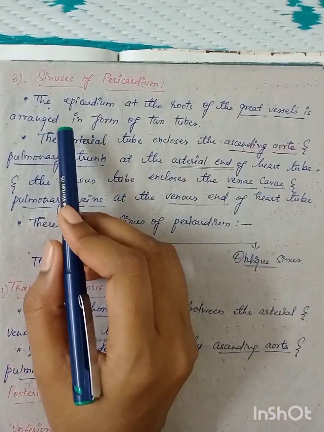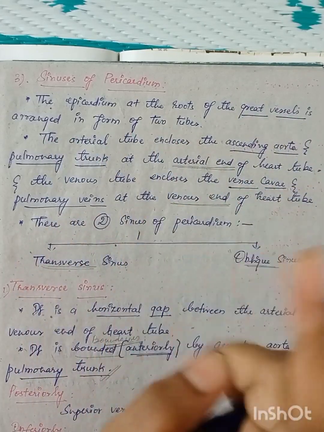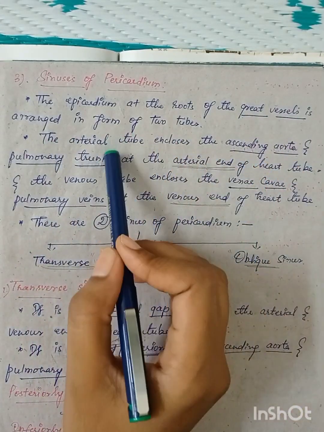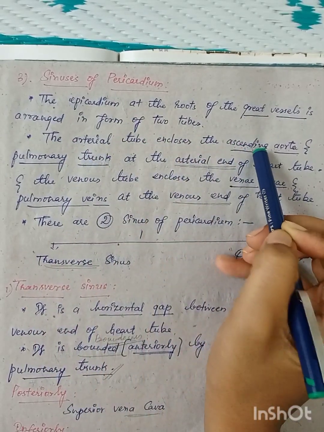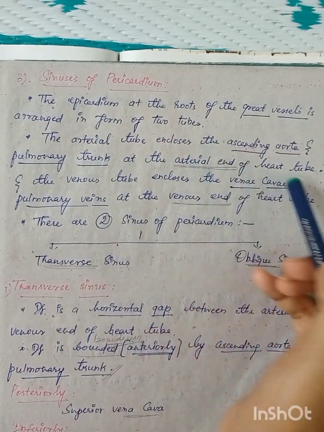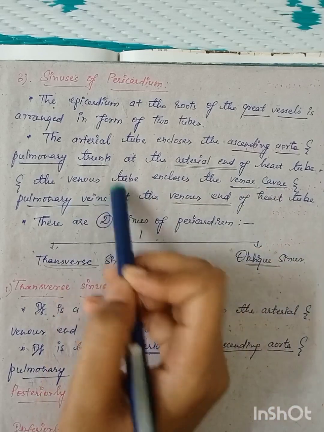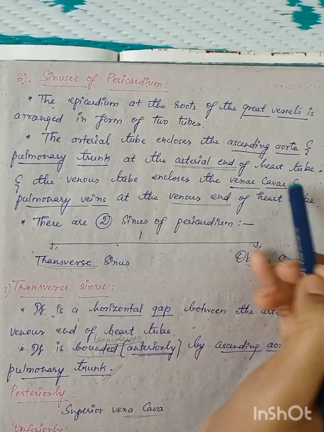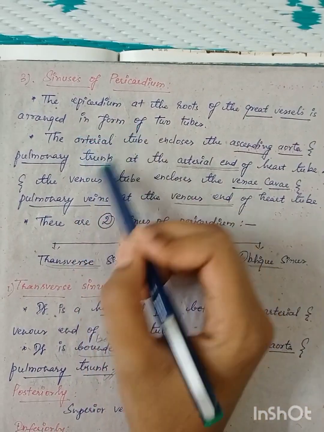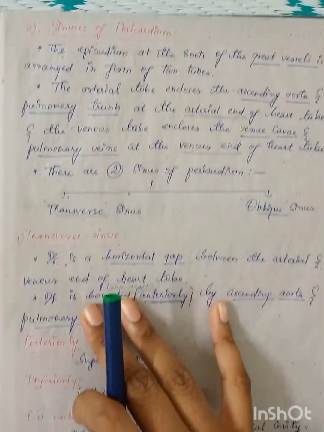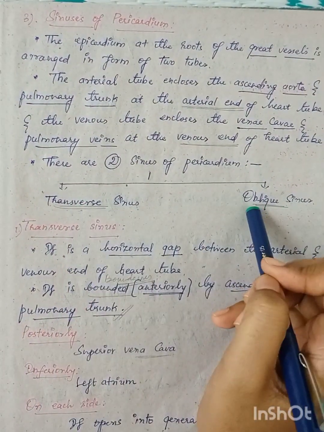Sinuses of the pericardium. The epicardium at the root of the great vessels is arranged in the form of two tubes, as we already know, the arterial tube and the venous tube. The arterial tube encloses the ascending aorta and pulmonary trunk at the arterial end of the heart tube, and the venous tube encloses the vena cava and pulmonary veins at the venous end of the heart tube. So there are two sinuses of the pericardium formed by the arterial tube and the venous tube. The two sinuses are the transverse sinus and the oblique sinus.